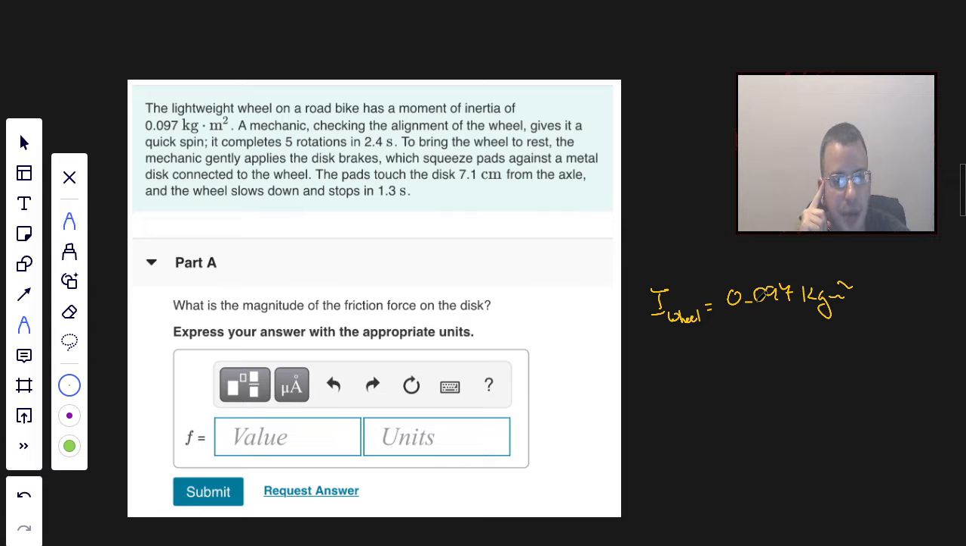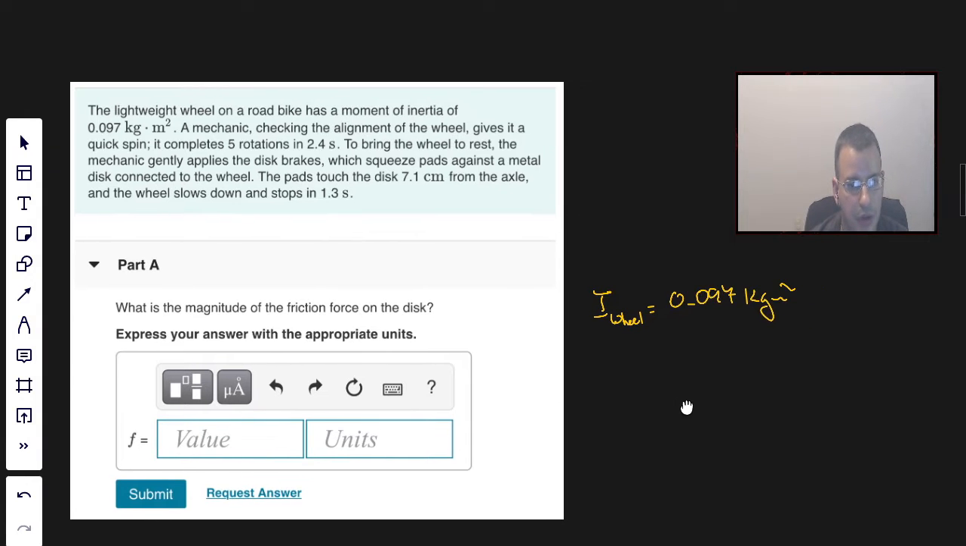The mechanic checking the alignment of the wheel gives it a quick spin. It completes 5 rotations in 2.4 seconds. To bring the wheel to rest, he gently applies disc brakes, which squeeze the pads against the metal disc connected to the wheel. The pads touch 7.1 centimeters from the axle, and the wheel slows down and stops in 1.3 seconds. What is the magnitude of the torque applied by the disc?